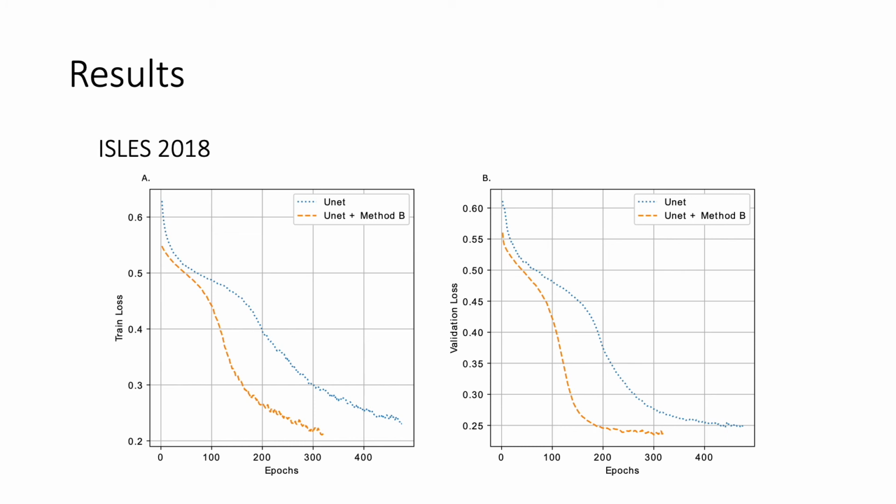We further looked into the speed of convergence of the evaluated models. As in theory, starting with a prior would give our proposed model less information to learn and thus it should converge faster. And as you can see here on the training curves, the loss is plotted against the epochs for both the training subset and the validation subset of the ISLES 2018 challenge. You can see that our model with method B converges a lot faster than the baseline U-Net. This seems to confirm our hypothesis that there is less information to learn for our proposed model.